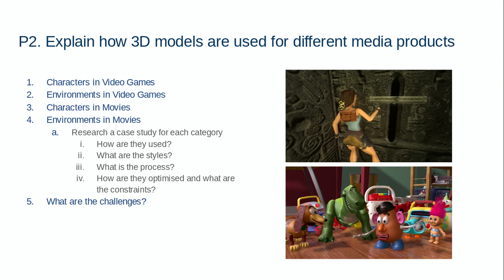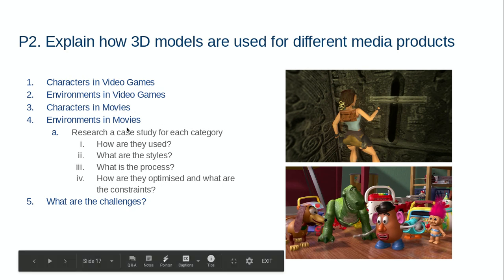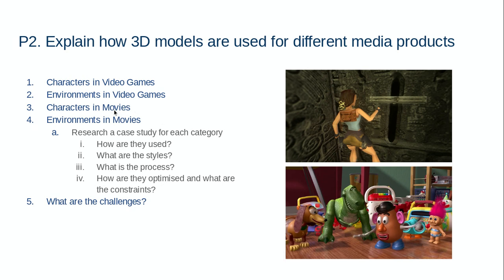So you've got in your workbook a section on characters in games and environments in games, and you've got a section on characters in movies and environments in movies. And this could be a 3D animation like Toy Story, or it could be a CG heavy film like Star Wars or Pacific Rim or something like that.